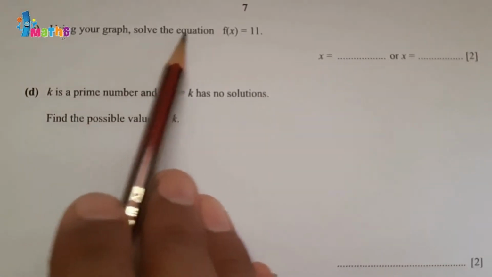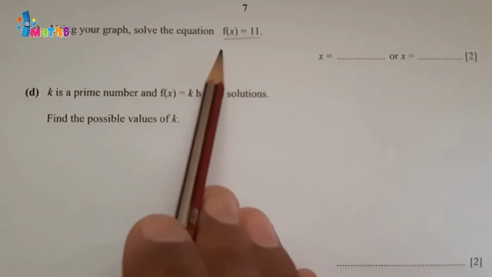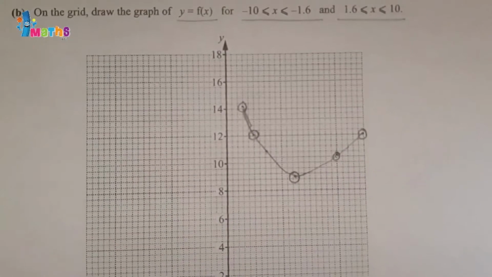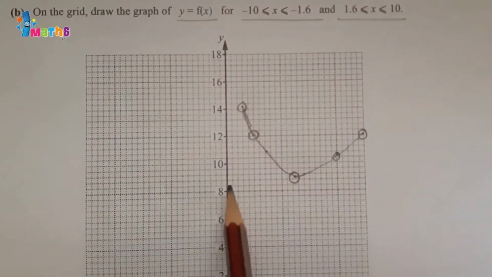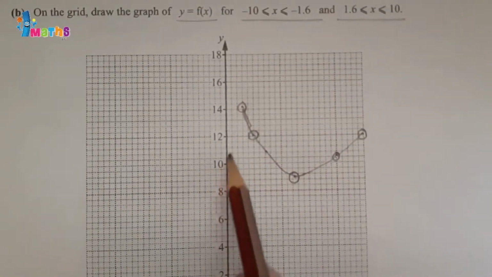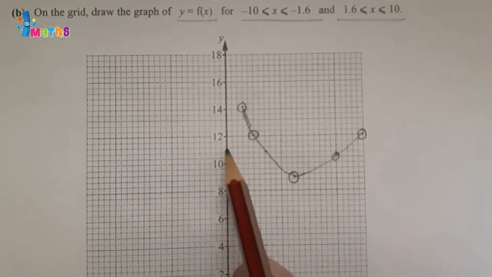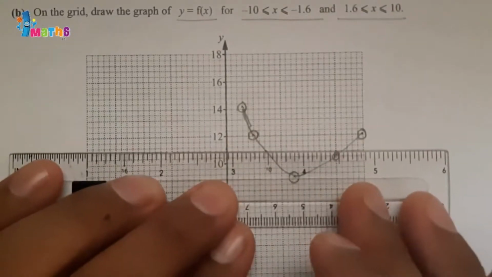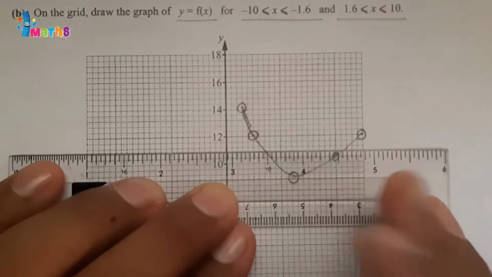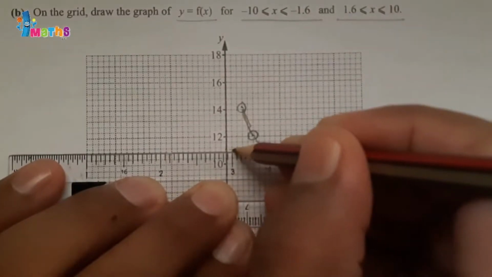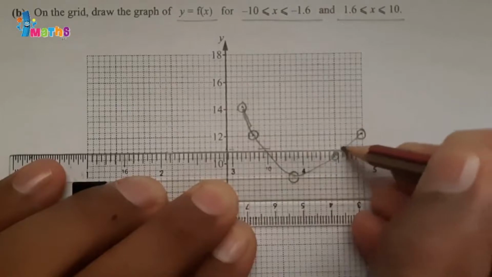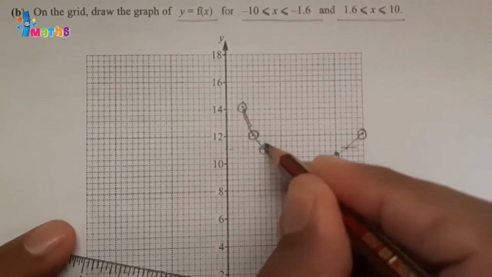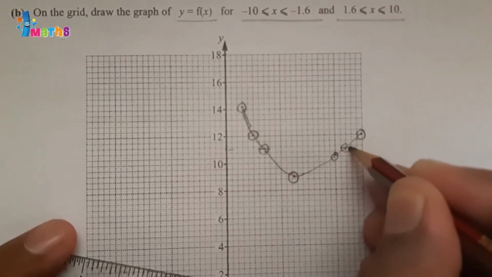Part C. Using your graph, solve the equation f of x is equal to 11. So we'll check the graph which we have already plotted, and y is equal to 11, f of x is y. So 11 will be in between 10 and 12. So we will draw a line and check the points of intersection, which will be this one and this one. We can show points of intersection.